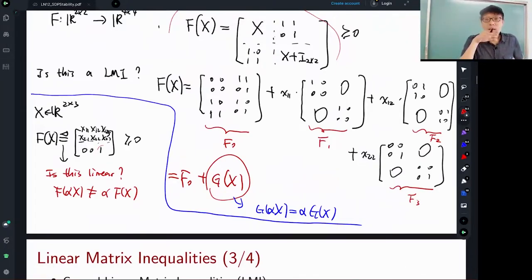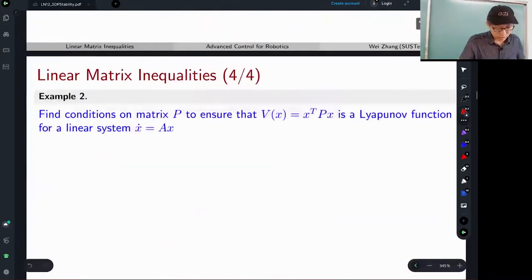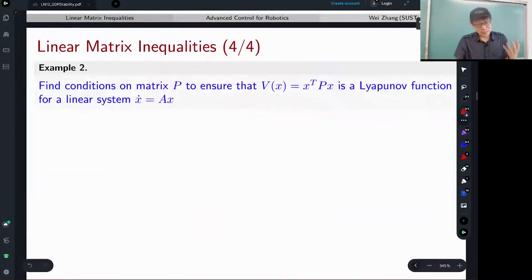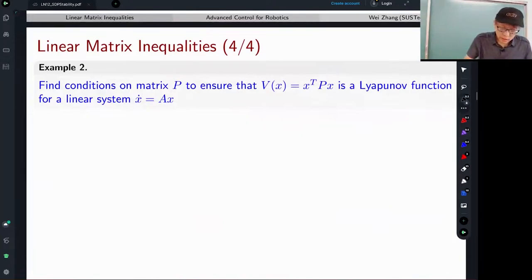It's very important and also the easiest case. I want you to understand the easy case, so we can discuss more advanced stuff easily. So let's look at a more interesting, application-oriented example. The example I'm asking you is: find conditions on matrix P to ensure that V of X is a Lyapunov function for a linear system. Do you still remember the conditions for a function to be a Lyapunov function?